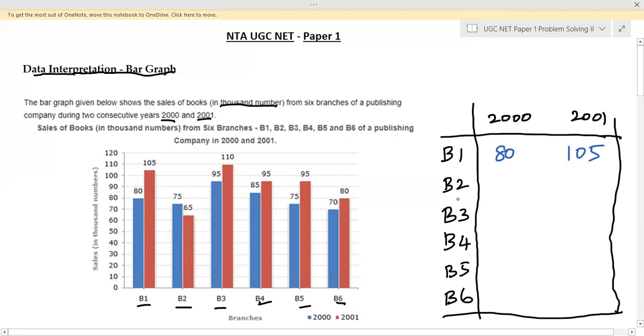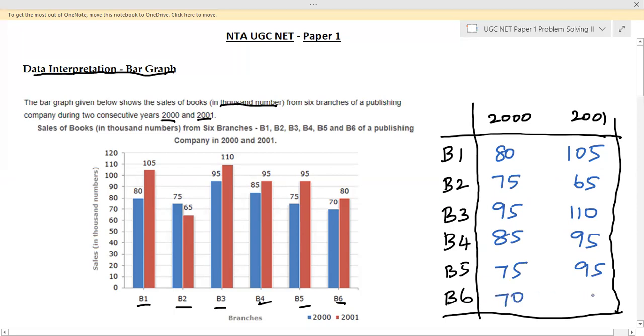Similarly, let us record all the values here. For B2, in 2000 the sales were 75, and in 2001 they were 65. So 75 comes here and 65 comes here. Carefully we can note down the data. For B3, they are 95 and 110 respectively. For B4, they are 85 and 95. For B5, it is 75 and 95. And at last, for B6, it is 70 and 80.